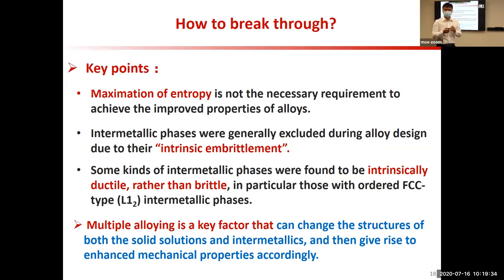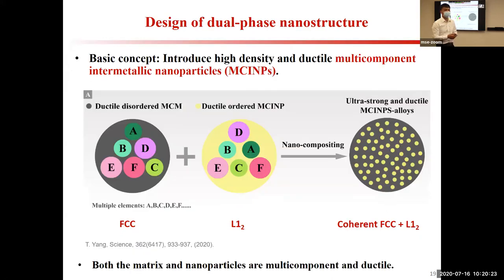But I personally think that it's unreasonable. Actually, we noticed that some kinds of intermetallic phases are found to be intrinsically ductile rather than brittle. In particular, for those intermetallic phases with the ordered FCC type, namely called the L1-2 structure intermetallic phases. So compared to the maximization of the entropy, we believe that the multiple alloying, especially the elaborate design of the multiple elements in one system, is a key factor. We can use these elements to change the structures, both of the solid solution phases and also the intermetallic phases. And the best way is to combine them together in one alloy, and by this way we can produce the enhanced mechanical property accordingly. This is our basic design concept.